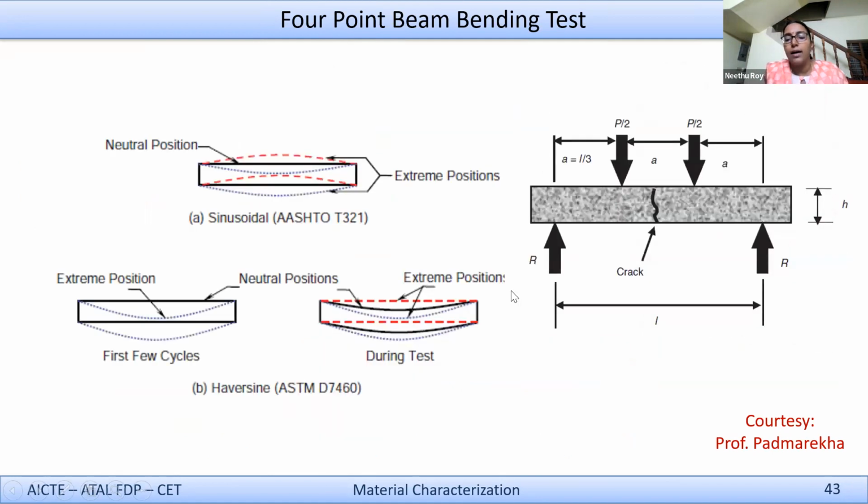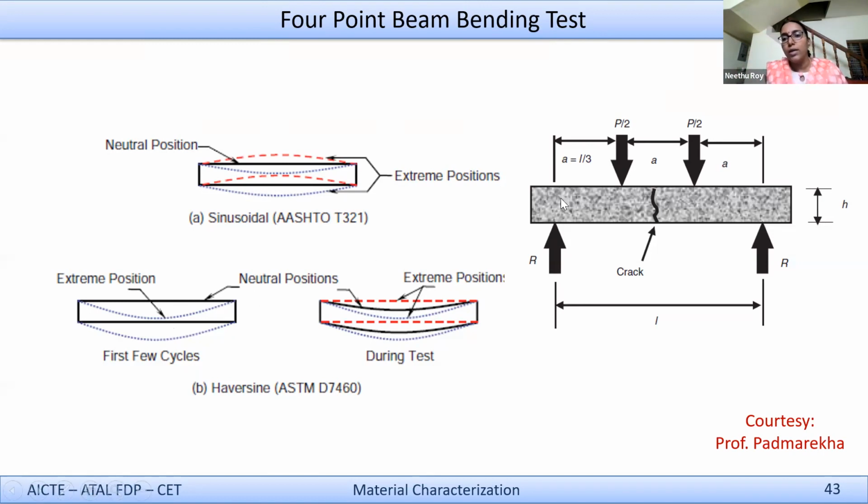And then there are 2 ways in which you can test it. The first one, as per ASTM, is that you apply a sinusoidal load. That is, this is the original beam. You go up and go down from the neutral axis, right? So this is bending in both directions. Whereas you can have a haversine also, wherein the beam will go down, then you come back to the original position. You don't go up. So essentially there is no deformation in one direction. It is not the complete sinusoidal.